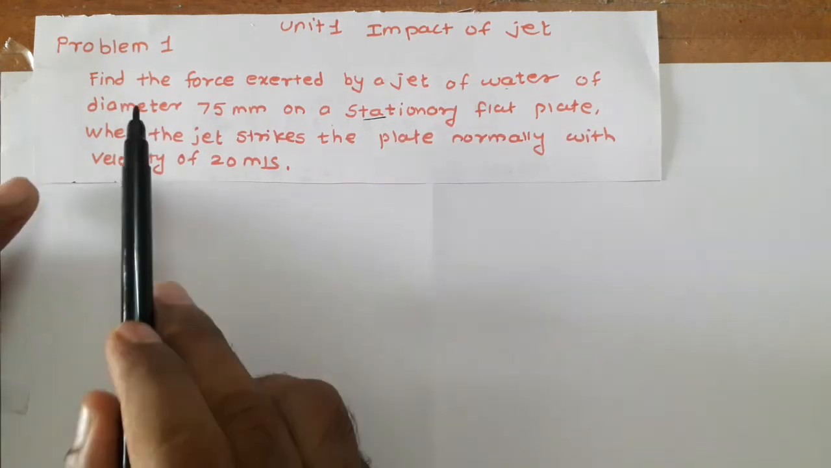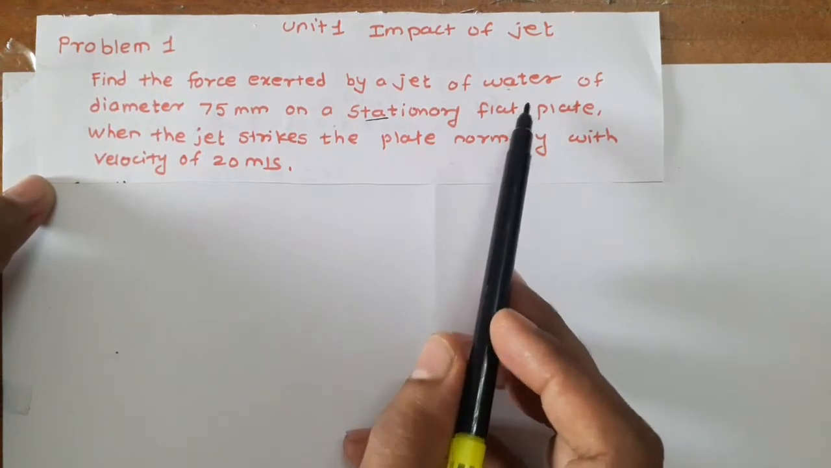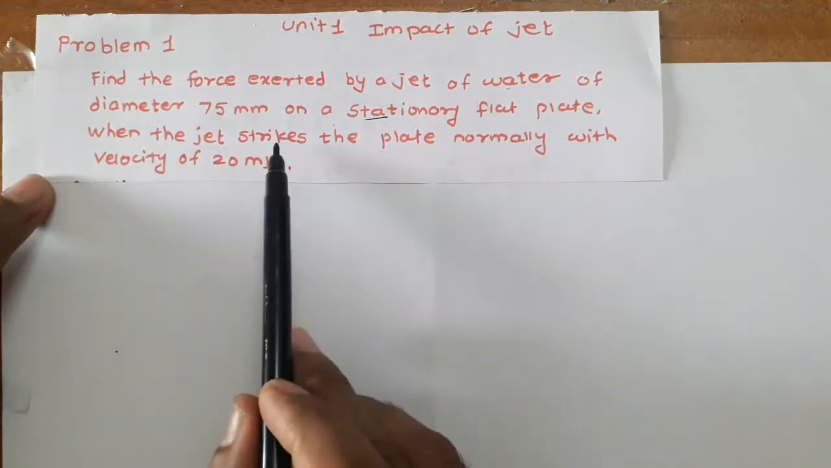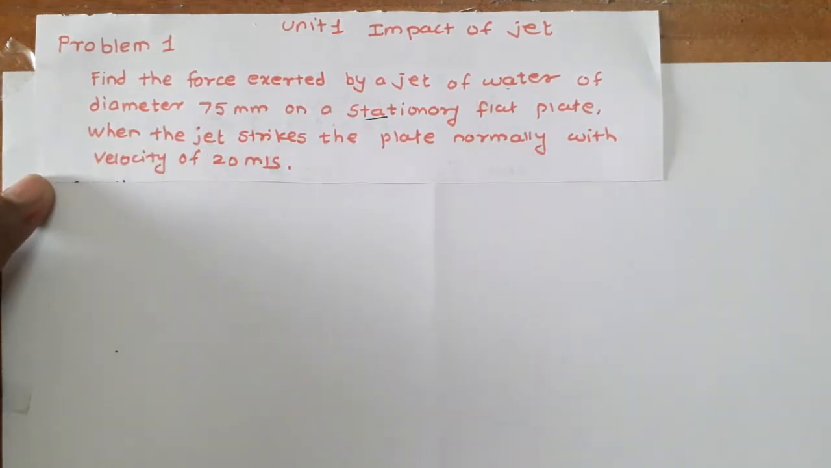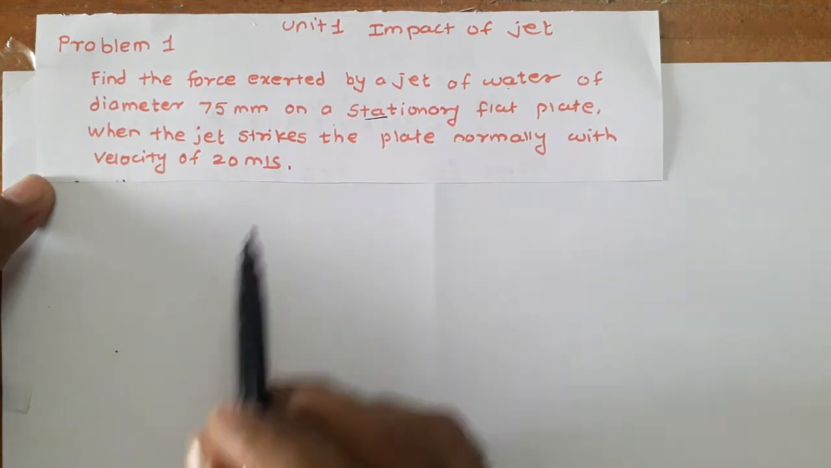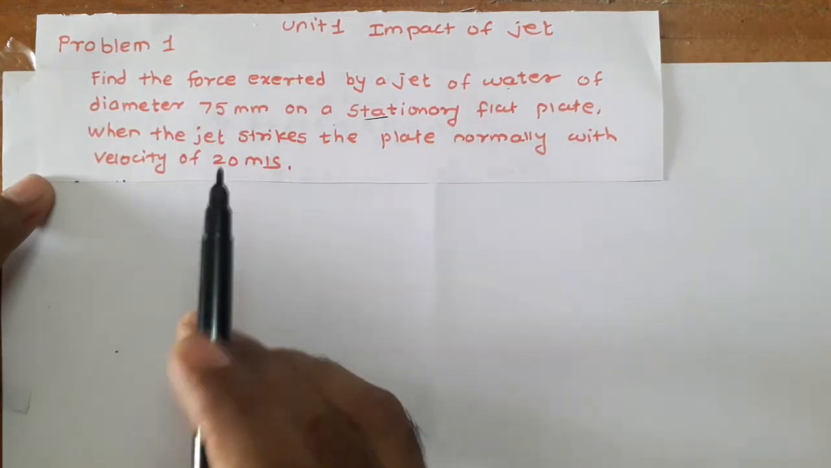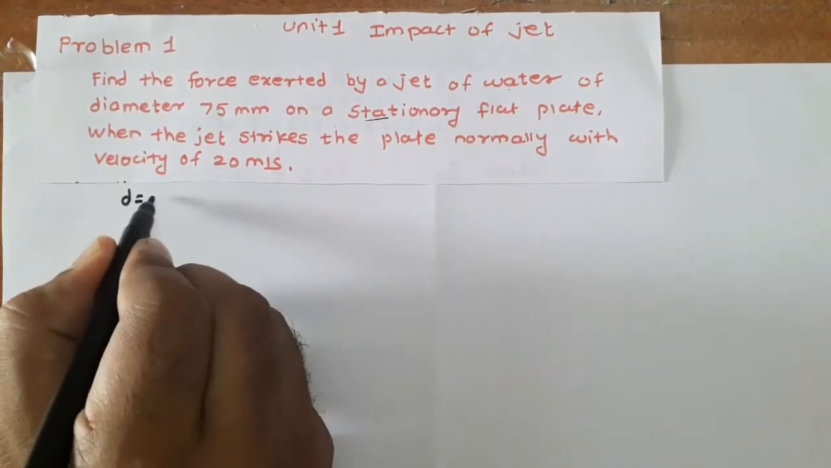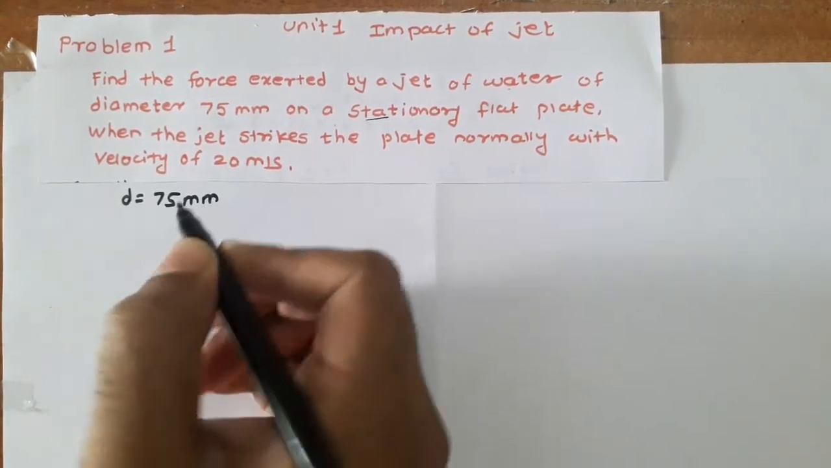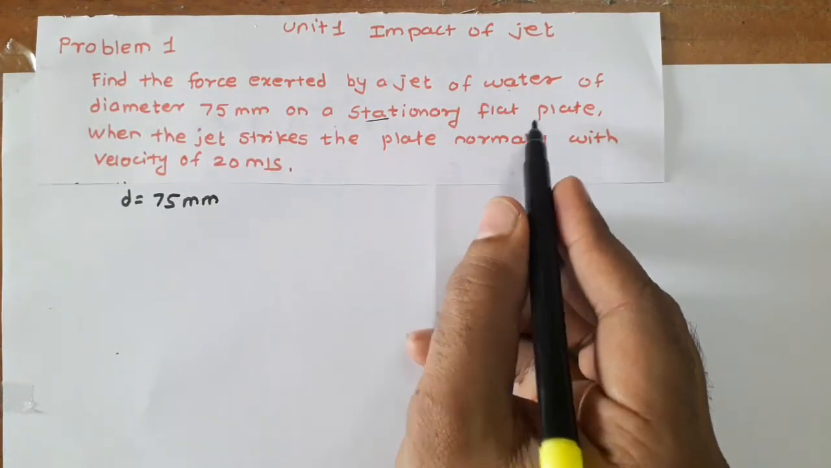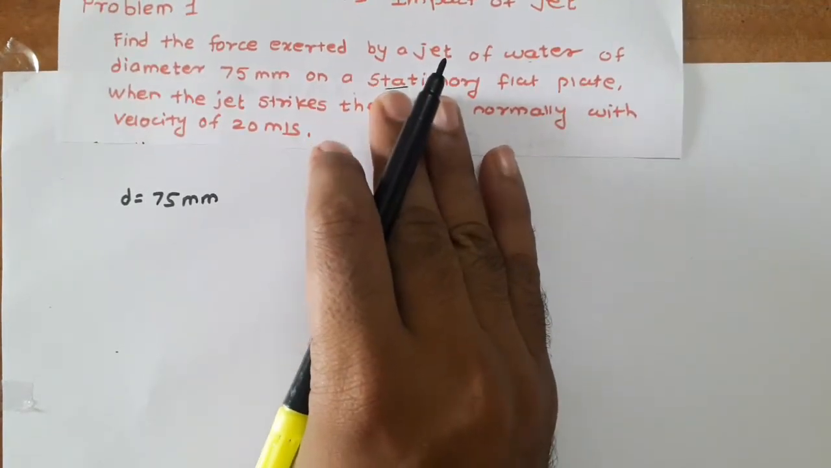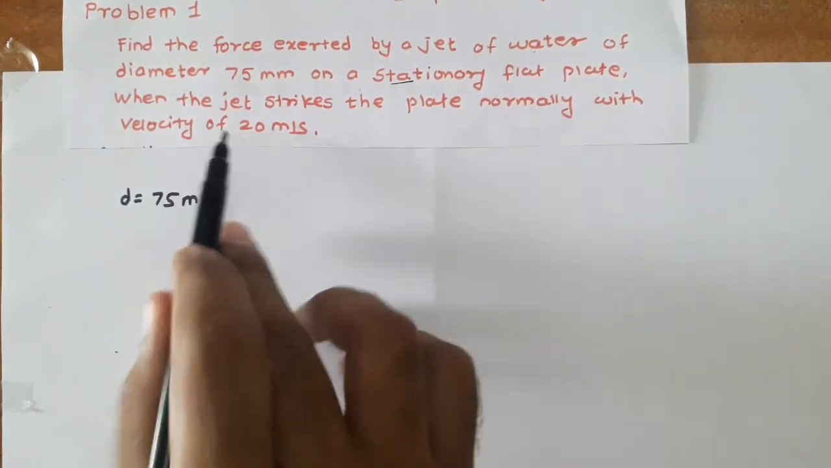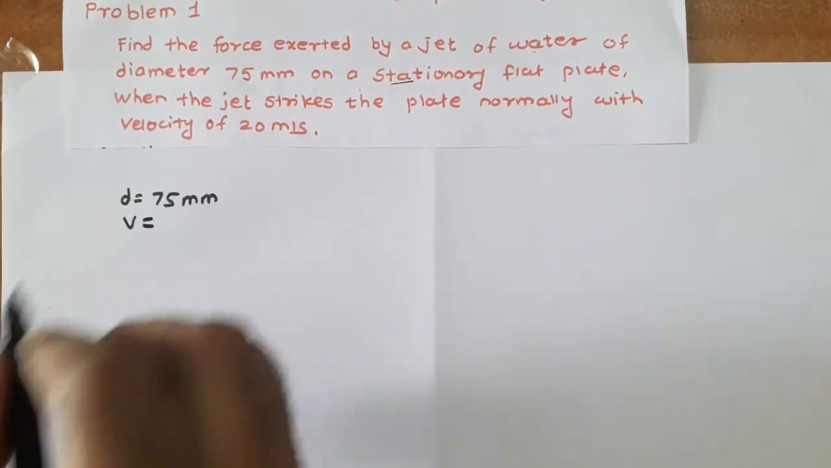The problem statement is: find the force exerted by jet of water of diameter 75 mm on a stationary flat plate when a jet strikes the plate normally with velocity of 20 meter per second. So friends, in this problem the diameter of jet is given. Write down the given data. Diameter of jet D is 75 mm on a stationary flat plate. Stationary means the plate is fixed. The jet strikes the plate normally with velocity of 20 meter per second. So velocity of jet is 20 meter per second.